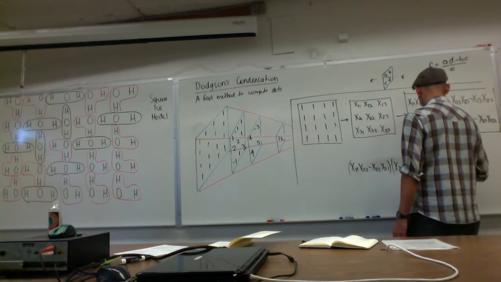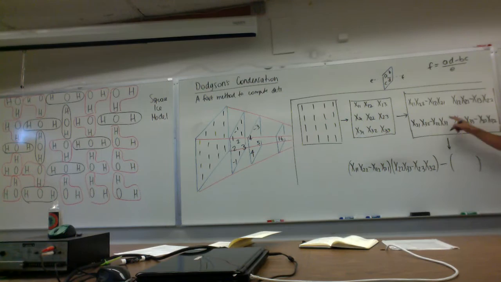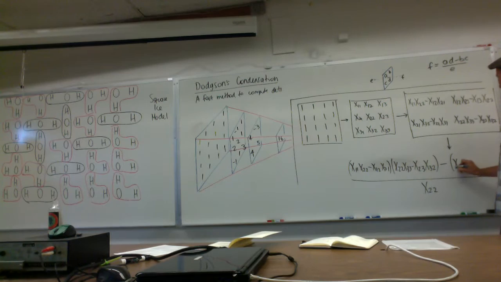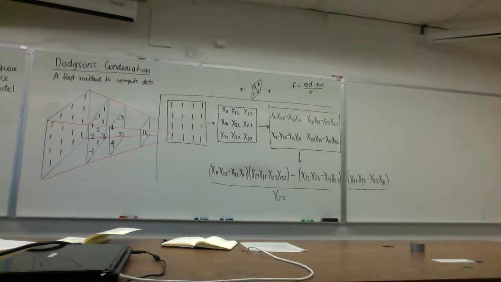I get this minus this one times this one, right? Divided by x22. Now you know what, actually, it is useful to write it out, so I'm gonna have to move the camera, but that's fine. So okay. So that's my determinant. Is it? Is that correct? I mean, you guys know what the determinant looks like.